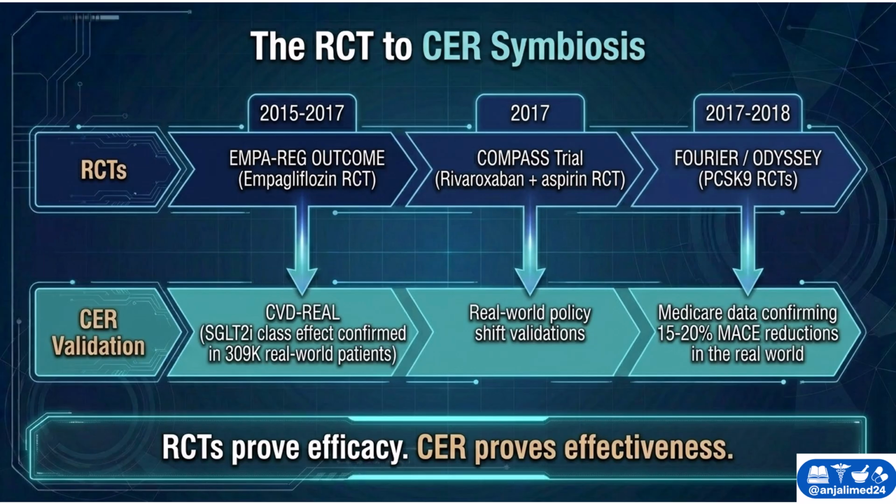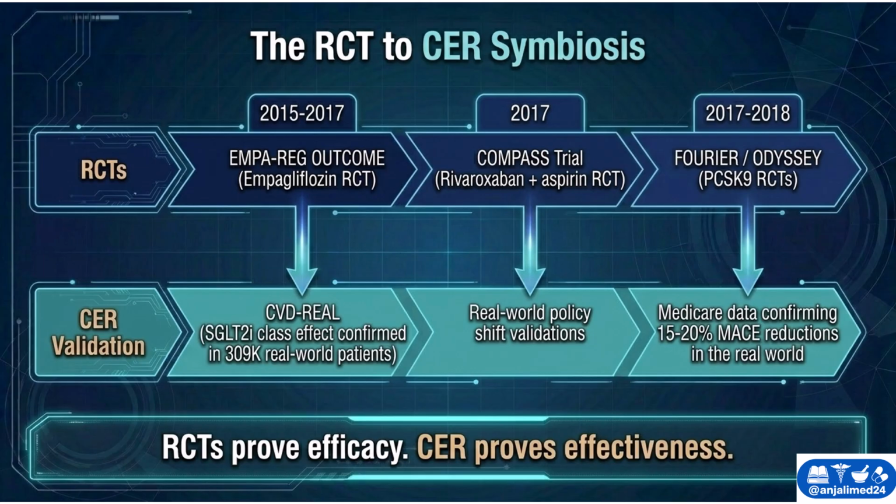A perfect example is the EMPA-REG OUTCOME trial between 2015 and 2017. This landmark randomized trial demonstrated cardiovascular benefit with empagliflozin in patients with type 2 diabetes, but clinicians then needed to know whether this effect would remain consistent across diverse real world populations. That is where CER stepped in. The CVD-REAL study analyzed more than 3 lakh patients in routine clinical practice and confirmed that the cardiovascular benefits extended beyond the tightly controlled trial settings. This helped establish the concept of an SGLT2 class effect in real world medicine.